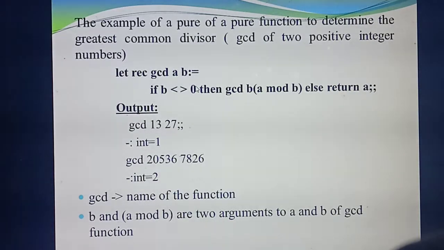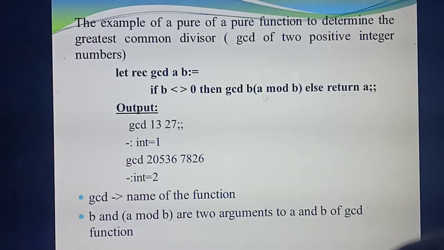Listen. Then the condition you are giving is if B not equal to 0. If you need to find the GCD of two numbers, then two numbers must have some value, isn't it? Then only you can find GCD. So you are giving that the value of B will not be 0. This is the formula for finding GCD, and you need to study it: GCD of B, A mod B. This is the formula.